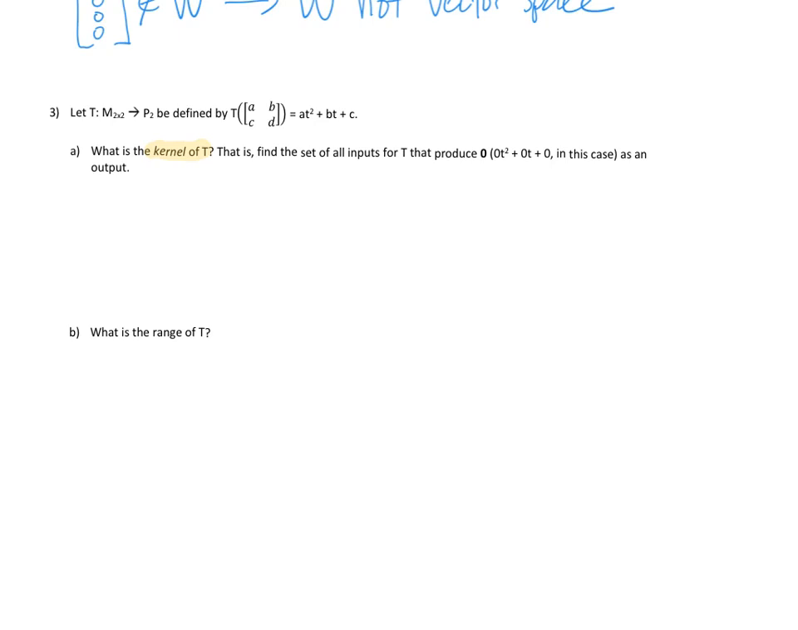So if I want to get 0t squared plus 0t plus 0, A, B, and C all have to be 0. That means the matrix that I can input would have to look like 0, 0, 0. But then D has no bearing, so I could put anything here. I'll just call it D. So the kernel of T is equal to the set of all matrices that look like this, such that D is any real number.